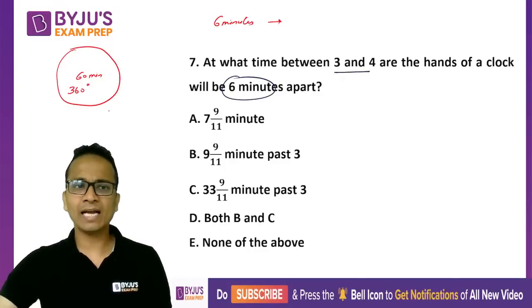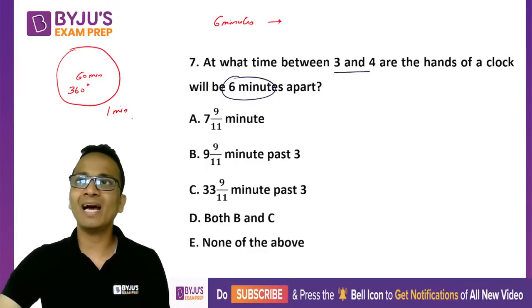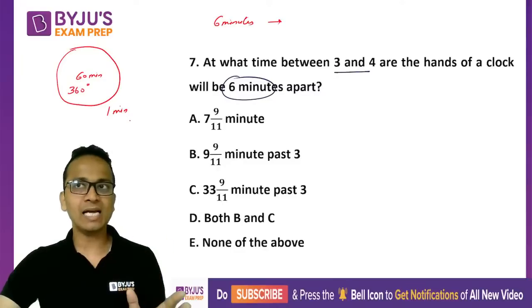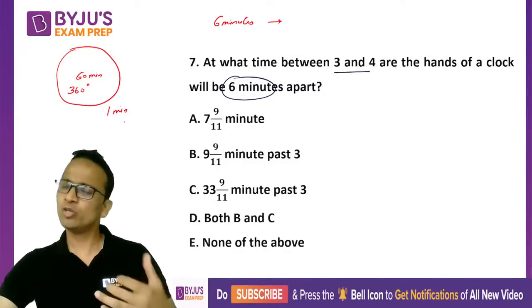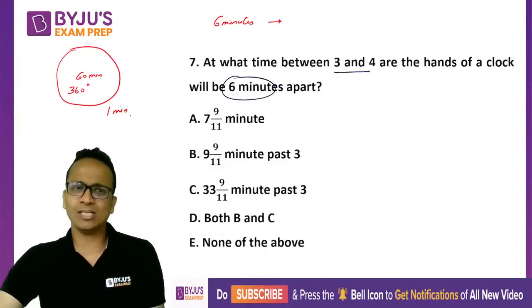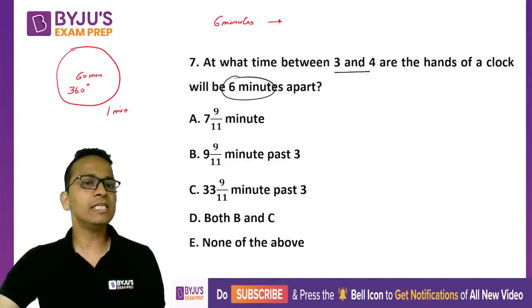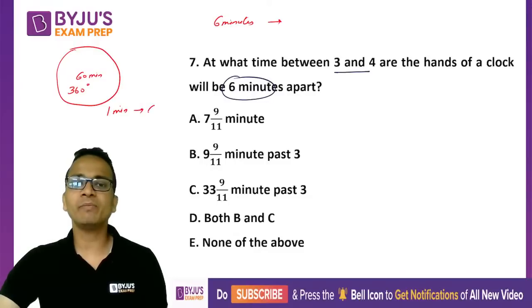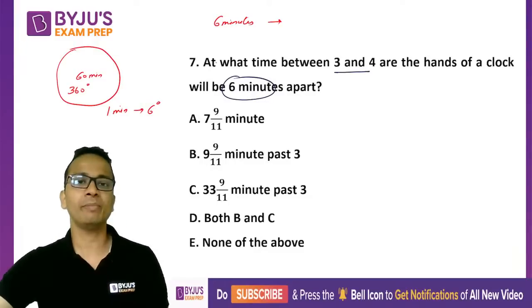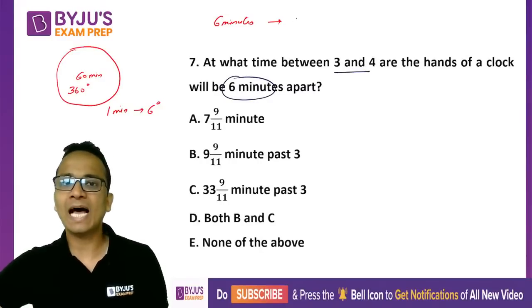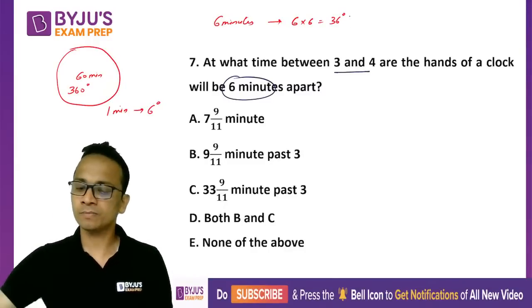So the angle covered in 1 minute. This is not necessarily the angle covered by the minute hand, but you can take it as the angle covered by the minute hand as well. 360 degrees is divided into 60 minutes, so in 1 minute there are 6 degrees, or this is the angle covered by the minute hand in 1 minute. So the angle in 6 minutes will be 6 into 6, that is 36 degrees.